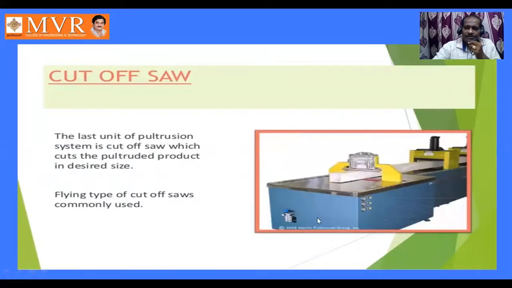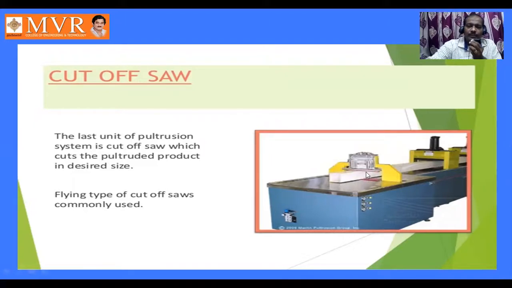Next, cut-off saws. Can you observe these cut-off saws? This is the rectangular block, and we are going to size the prepared product. The product is a mix, a combination of resin, color, and matrix. The last unit of the pultrusion system is the cut-off saw, which cuts the pultruded product to the desired size. Flying type cut-off saws are commonly used, so we are going to cut for different sizes and shapes.